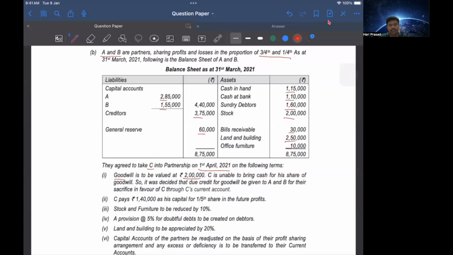C is not able to bring cash for his share of goodwill. So it was decided that due credit for goodwill be given to A and B for their sacrifice in favor of C, to C's current account.